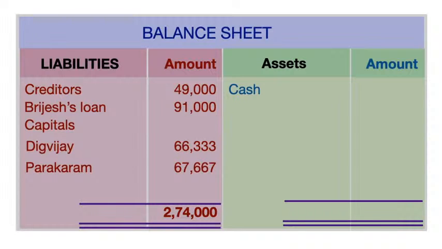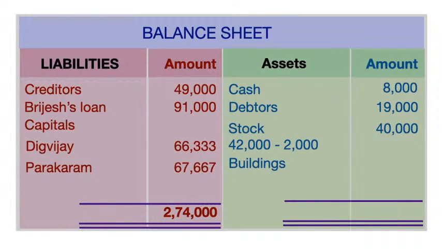We need to pay back. That's why we've written it as Brijesh's loan account. And for the other two remaining partners who have their capital intact, we write Digvijay is 6,333 and Parakram is 67,667. Now on the other side, as I showed you, cash was 8,000, so it will reflect now. As you can see, cash is 8,000, debtors is 19,000, and stock, because we wrote off bad debts of 2,000 rupees, we have to reduce that value: 42,000 minus 2,000, which is 40,000. Then the buildings value was 2 lakh 7,000, if I correctly remember.